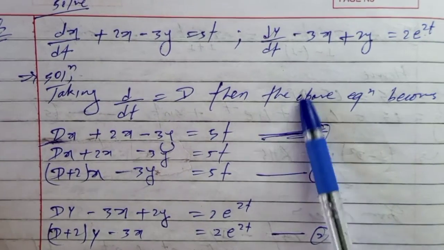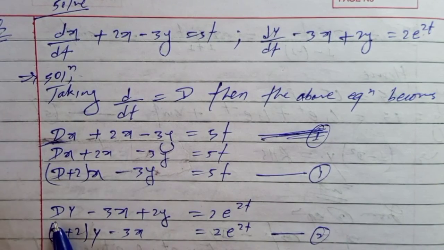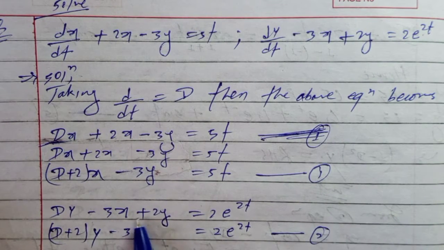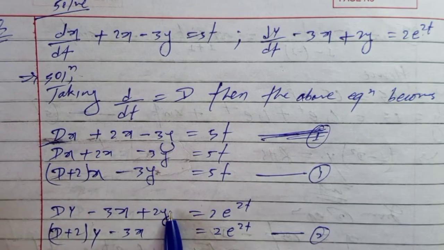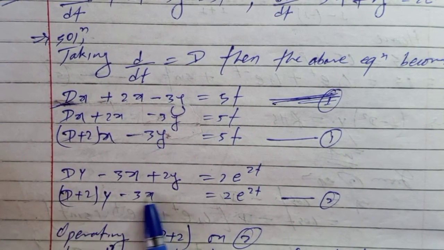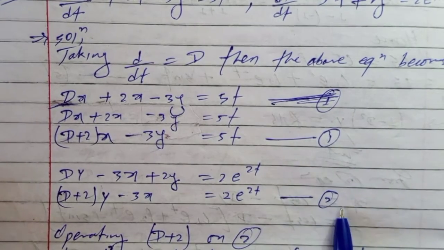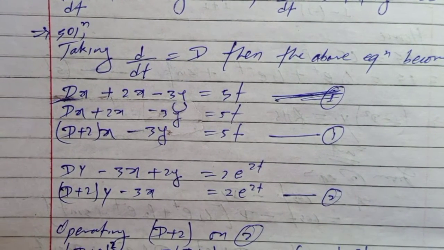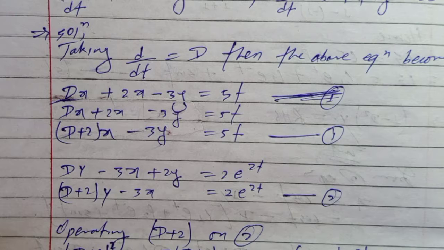In the same way, we're going to change this into symbolic form. It becomes Dy minus 3x plus 2y. Then the y terms, we'll bring together so that it takes this form. So this becomes equation 1, equation 2, and we have to cancel one of the terms. Let's cancel the part of x.